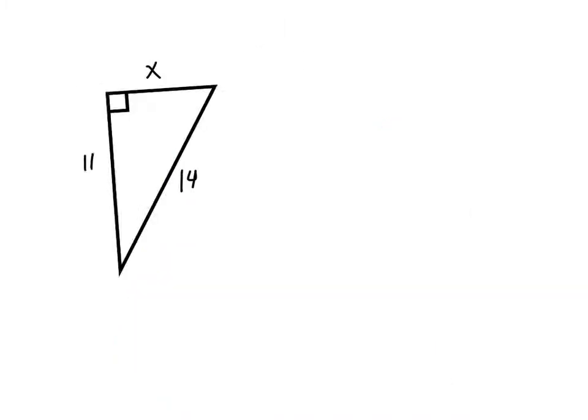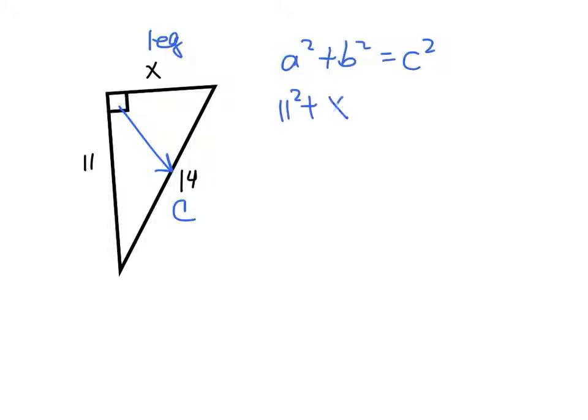In this problem, we're trying to find x, but the first thing I notice is that x is a leg, and it's not the hypotenuse. So the side across from the right angle, the 14, has to be c. So when we set up a squared plus b squared equals c squared, then this problem will be 11 squared plus x squared is equal to 14 squared.